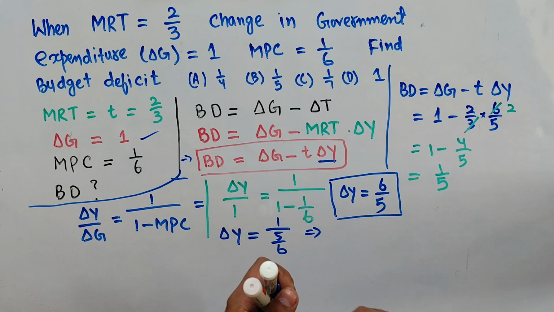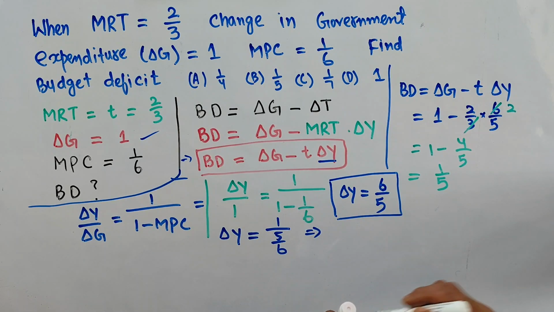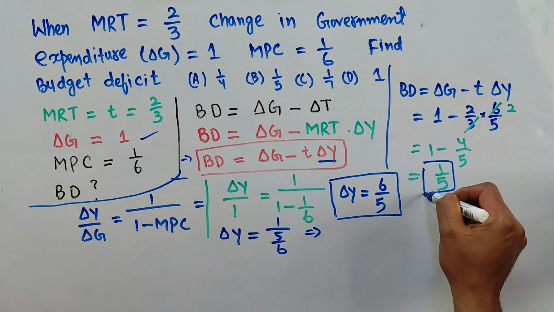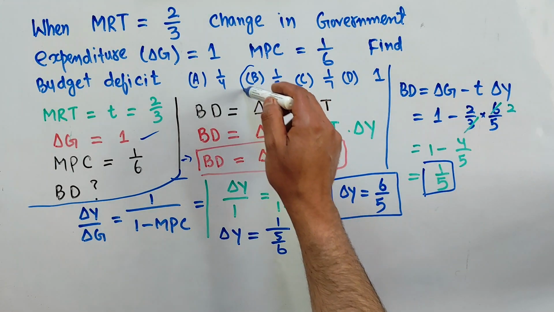So the budget deficit will be equal to 1 upon 5. So the correct option should be B option.